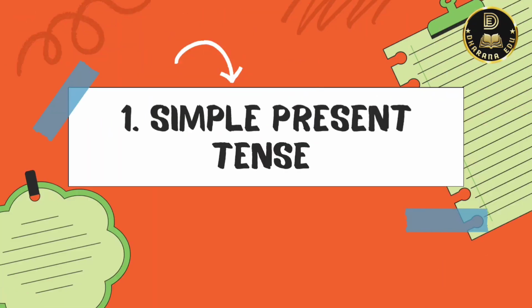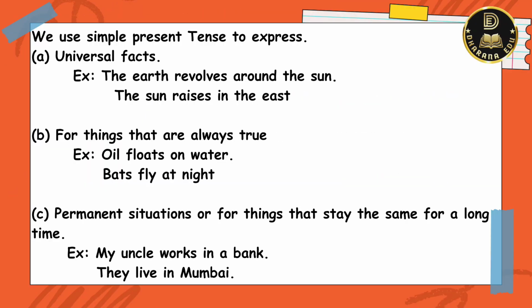Simple present tense. We use simple present tense to express universal facts. Example, the earth revolves around the sun. The sun rises in the east. For things that are always true: oil floats on water. Bats fly at night.